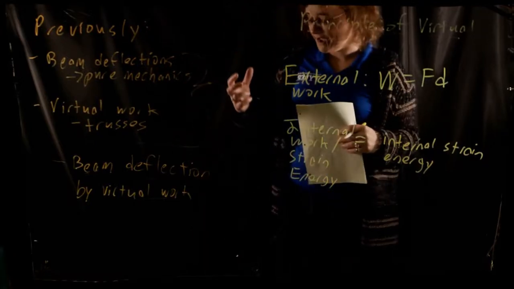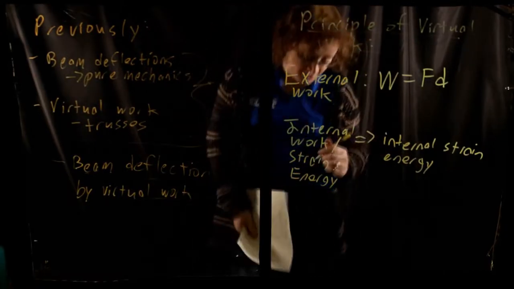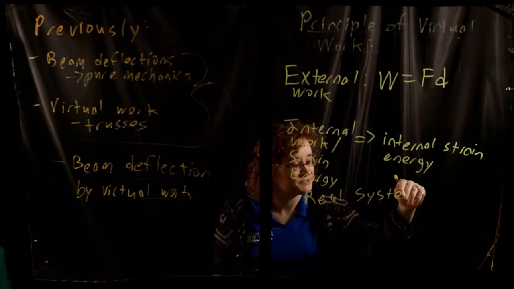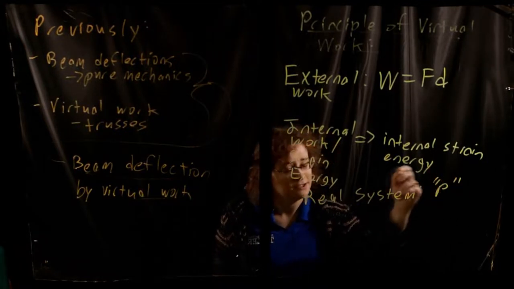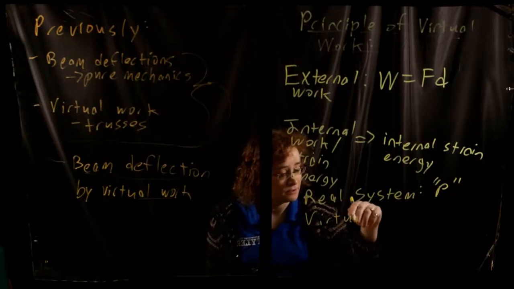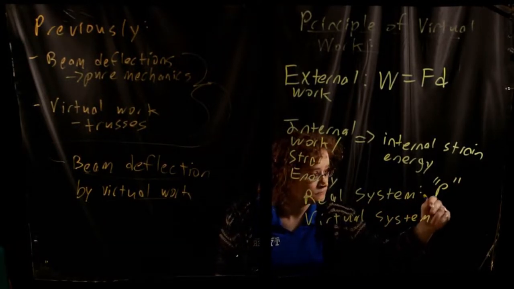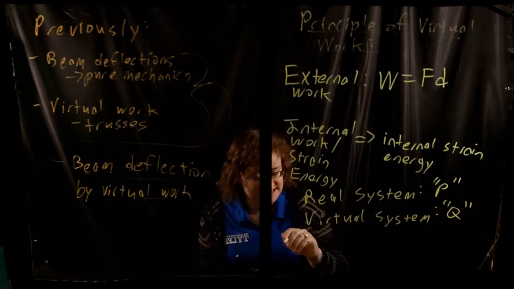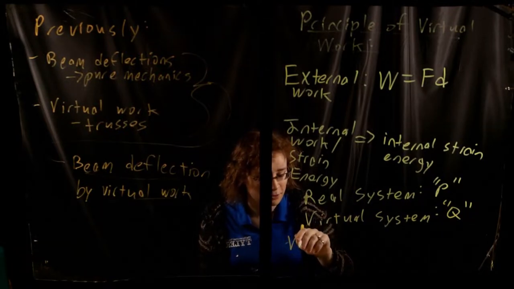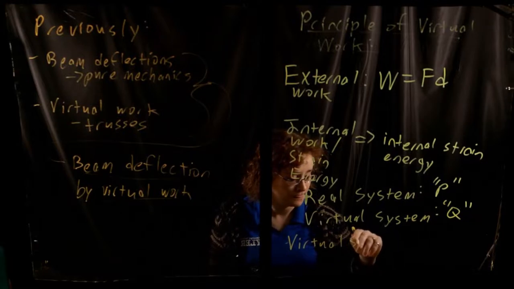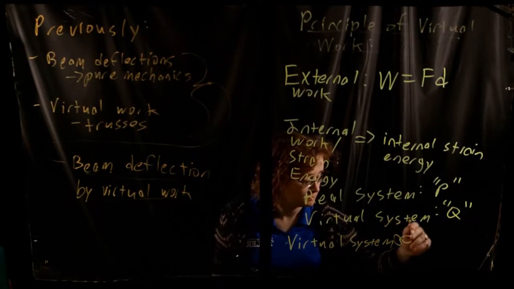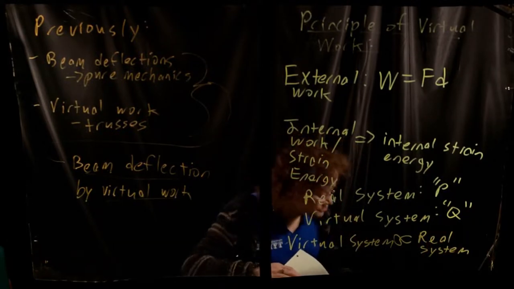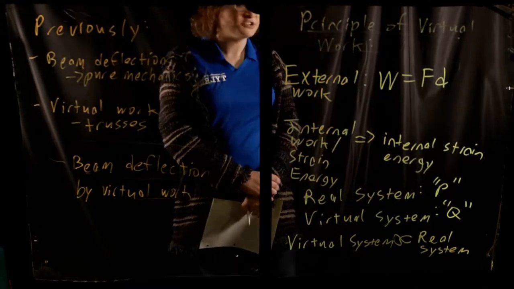Additionally, we'll also have a real component and a virtual component. Our real system, which we used the subscript P for last time, and we'll continue to do so, and our virtual system, Q. And the key to this is that we will consider the virtual system as proportional to the real system.